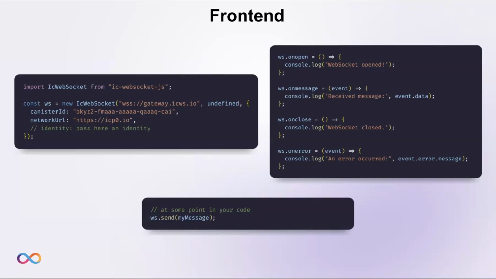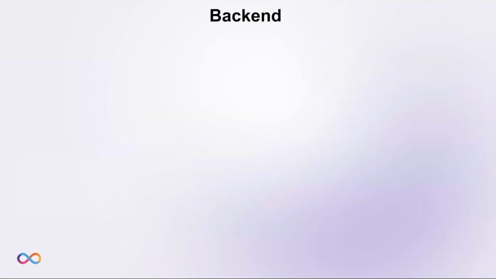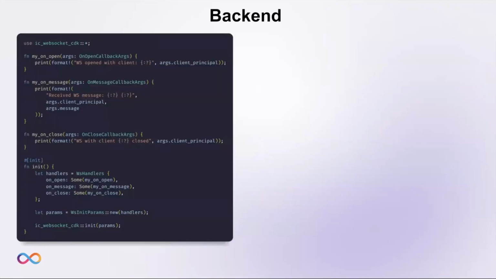Let's go to the backend now. So to the canister, we have a Rust example because we started developing the CDK in Rust. First thing, we define the business logic here. So we define the callback functions that the library is going to call when there are these events. So when the canister receives a message from the client, the on_message will be called, and so on. So you define your callbacks, you pass them to the initialize function of the CDK.